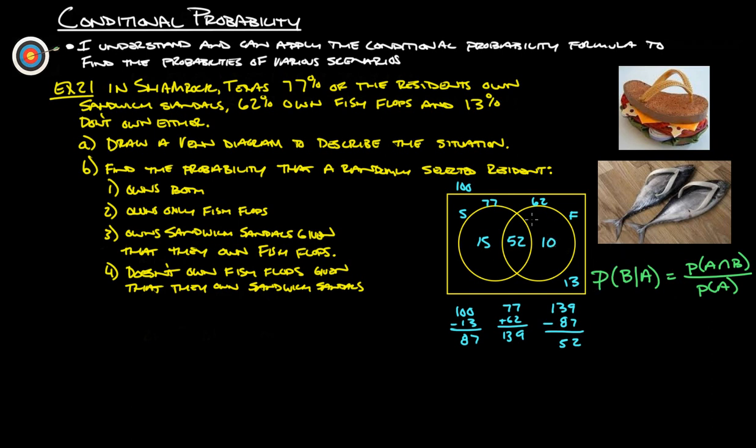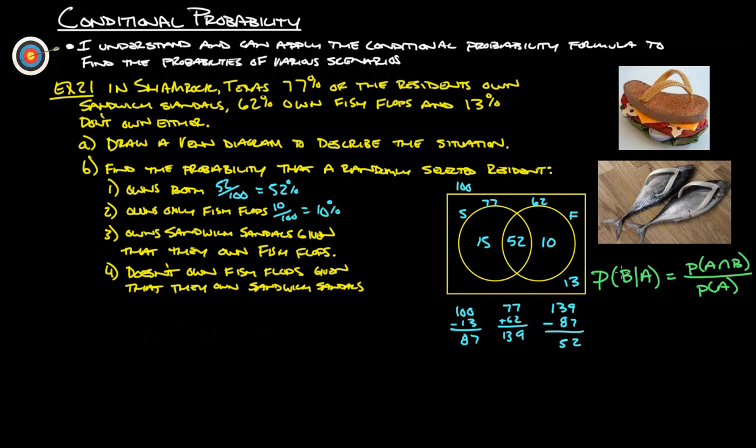Okay, so now that we have this all figured out, that's what's going to help us understand this conditional probability a little bit better. So first, find the probability that a randomly selected resident owns both. So that is going to be our 52 out of 100, which is 52%. Find the probability that a randomly selected student owns only fish flops. So only fish flops would be this one. There's 62 that own fish flops, but 52 of those 62 also own sandwich sandals. So that is 10 out of our 100, which is 10%.